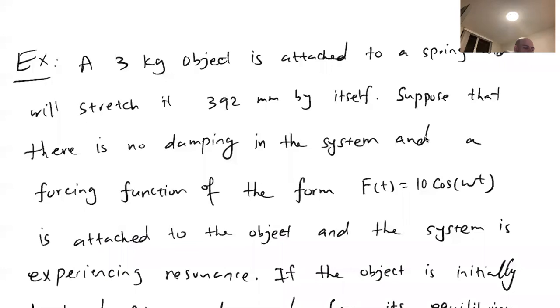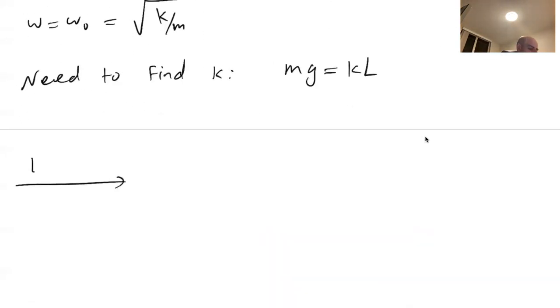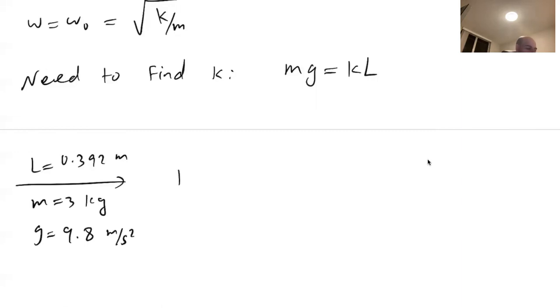It says it's stretched by 392 millimeter by itself. So that's our capital L here. So capital L is 392, which is 0.392 meter. And m is equal to 3 kilogram, and g is 9.8 meter per second squared. So k will be equal to mg over L. So that's going to be 3 times 9.8 divided by L.